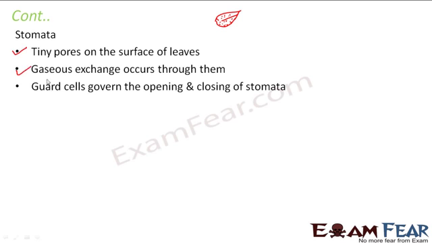Now, another important thing is the gaseous exchange which I was talking about just now. There are many other ways by which gaseous exchange can take place. For example, gaseous exchange can happen through roots, it can also happen through stem, and it can also happen through stomata. But the majority of this happens through stomata.